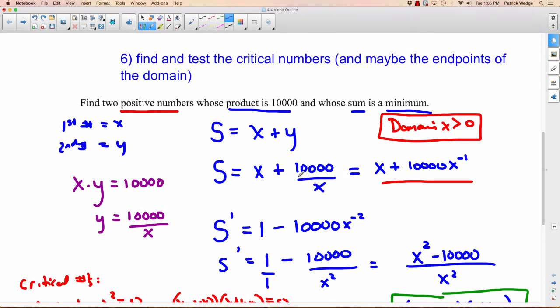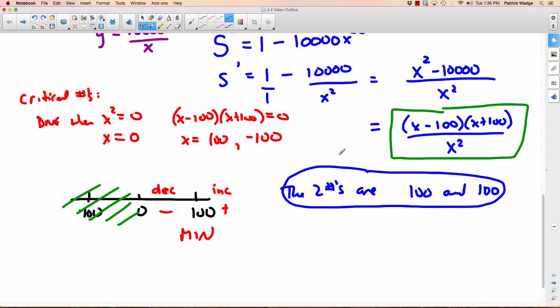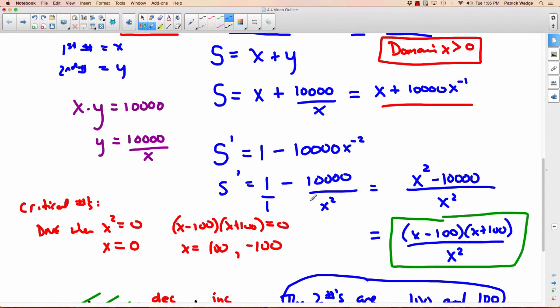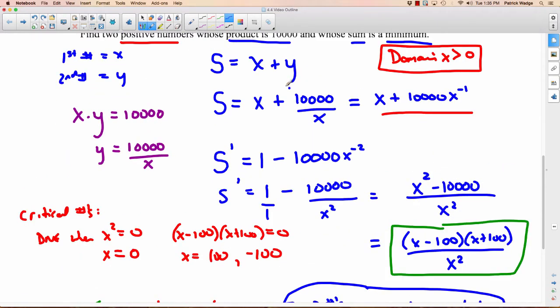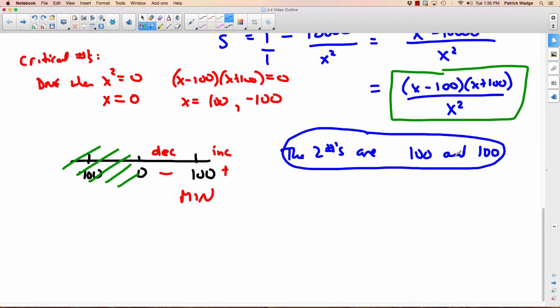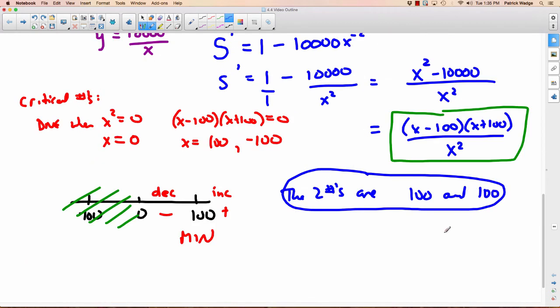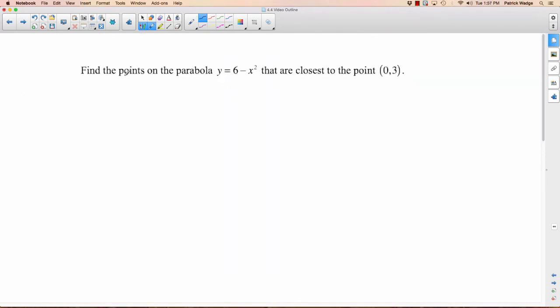Say they wanted you to actually find out the minimum sum. What would you do then? Well, then you would take this 100 and you would plug it back into the original function, which is right here. Or if you just think about it, since you know the two numbers and you want to find the sum of them, you just add them together and you get 200. Okay, pretty tough, eh? Here comes another one, even harder.